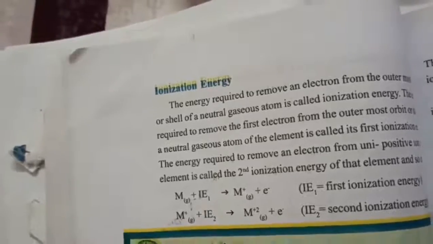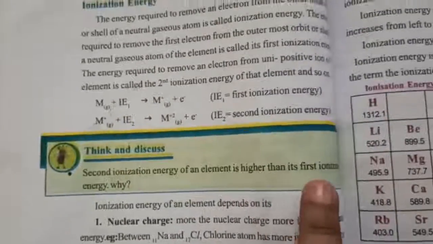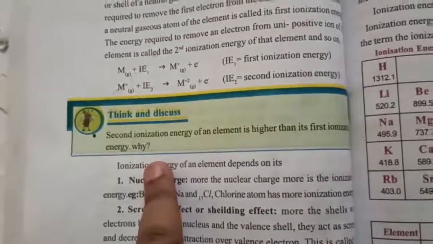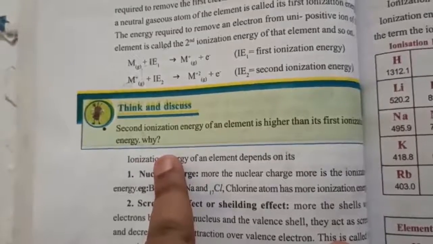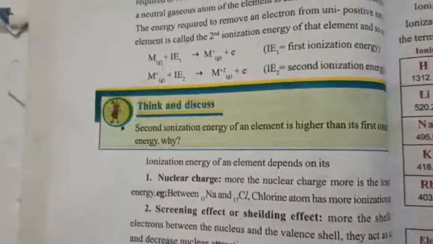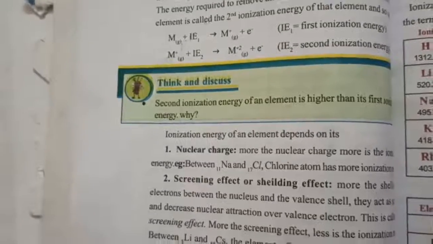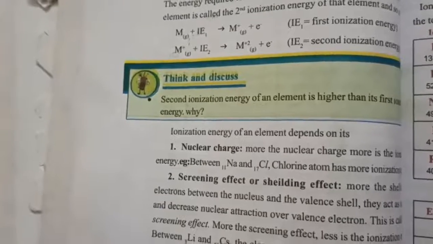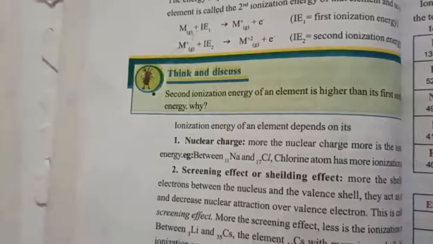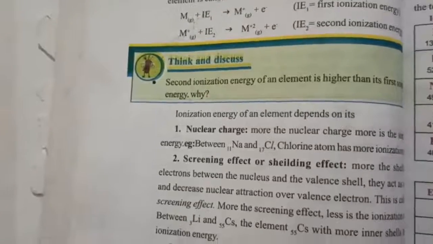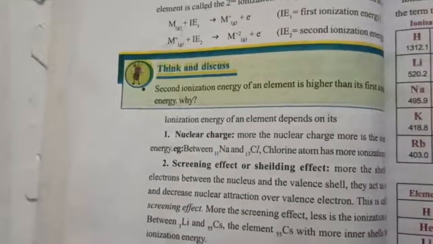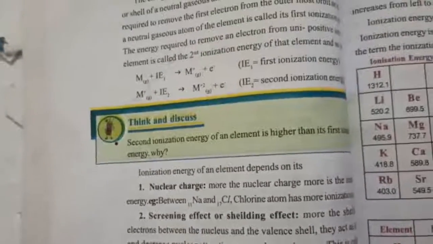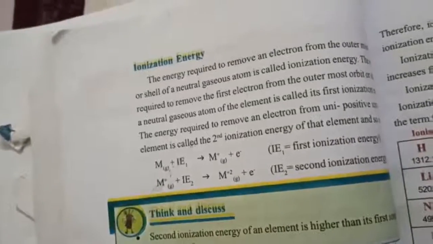energy. So the second ionization energy of an element is higher than its first ionization energy. Why? Because the energy required to remove an electron from a unipositive ion is very high, because the unipositive ion is very stable, and the positive charge binds electrons more strongly. Due to that, the second ionization energy is always higher than the first ionization energy. In this manner you have to understand ionization energy.